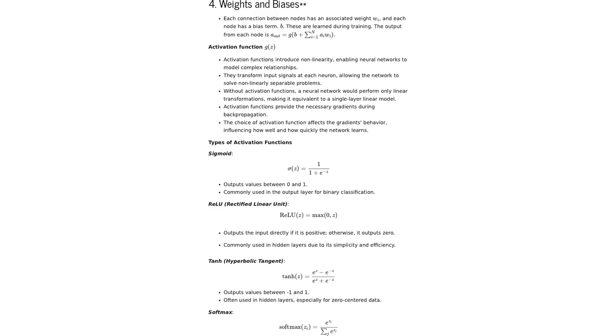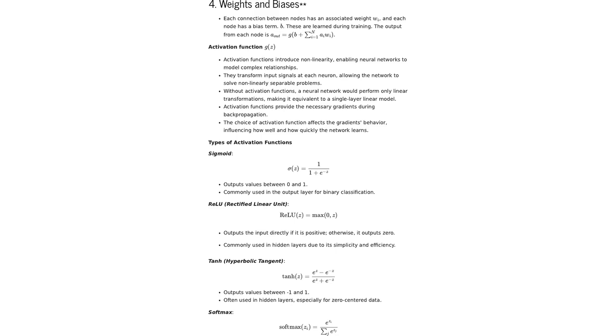Within the network, every connection between nodes has a weight, and each node itself has a bias. These weights and biases are the parameters that the network tunes during the learning process. The output from any given node is determined by applying an activation function to the weighted sum of its inputs plus its bias. Activation functions are essential because they introduce the nonlinearity that enables neural networks to solve complex, nonlinear problems. Without them, the network would just be a simple linear model.